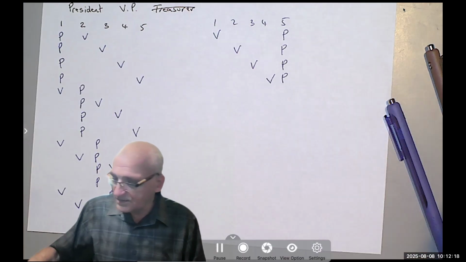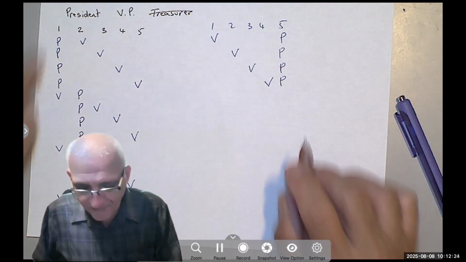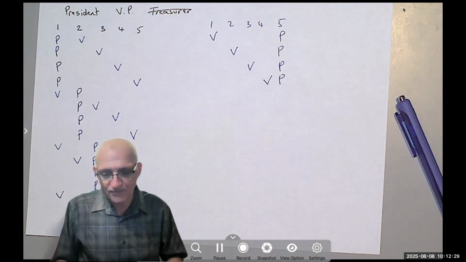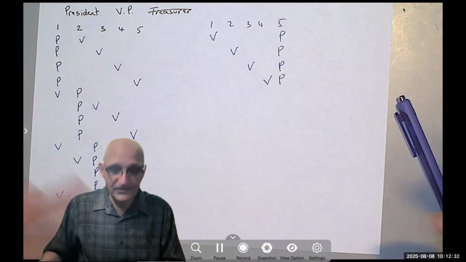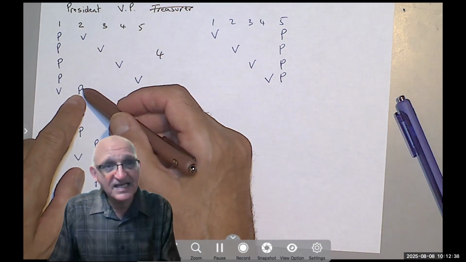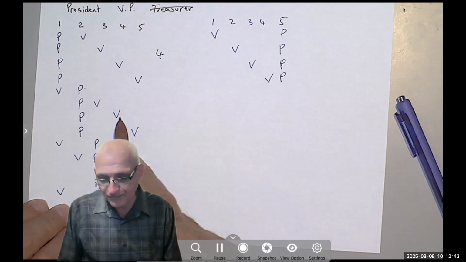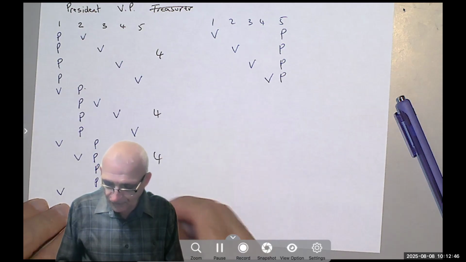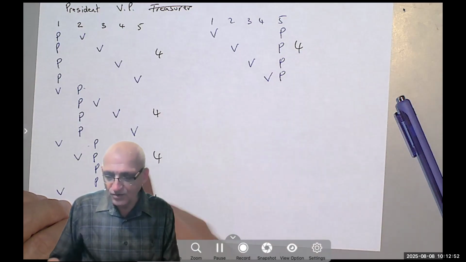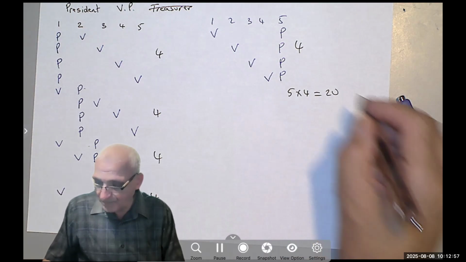But you see what happened. When you said the first student is the president, how many possible ways can I get a vice president? Of course, it would be the second, the third, the fourth, or the fifth. So there are four. But what's the difference if the president is the second student? Then you have four ways to select a vice president: the first, the third, the fourth, and the fifth. Four, four, four, four. So 1, 2, 3, 4, 5 times 4. 5 times 4 is 20. So there are 20 ways.